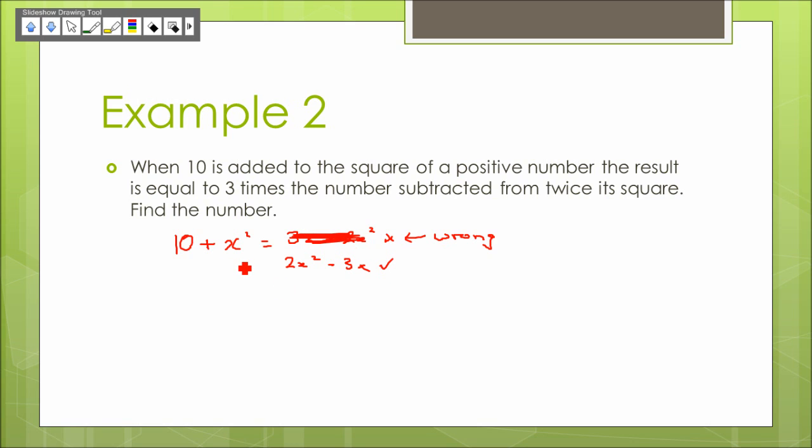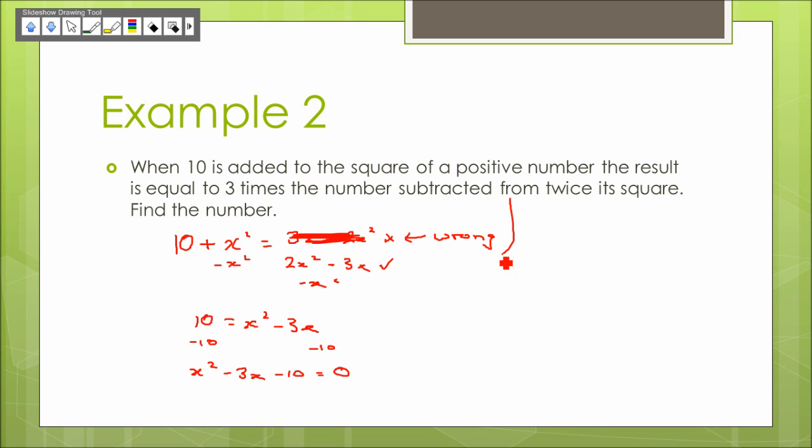So our example is actually 10 plus x squared equals 2x squared minus 3x. Now to solve a quadratic, we need to remember that everything has to go over to the same side. So let's first of all subtract x squared from both sides. So that gives us 10 equals x squared minus 3x. Then we'll take 10 from both sides, so that x squared minus 3x minus 10 equals 0.